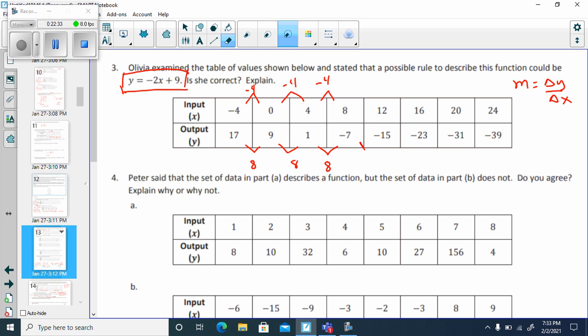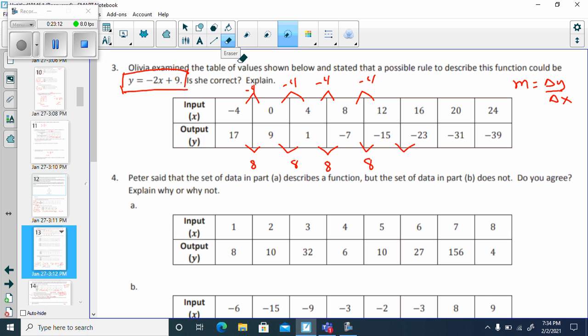Same slope there, okay. Negative 7 minus negative 15 would give you a positive 8. Okay. 8 minus 12 will give you negative 4. Your slope is negative 2. You're going to get a slope of negative 2 if you keep going down this whole line, guys. Okay. So our slope is negative 2. We can also look at this. Our y-intercept is 9. I've just proven that this fits.